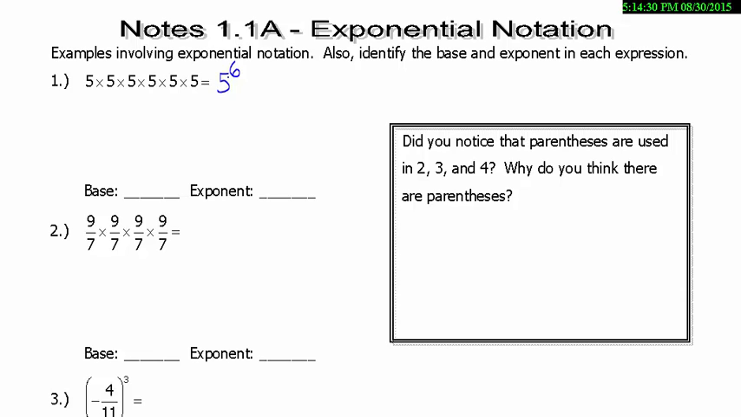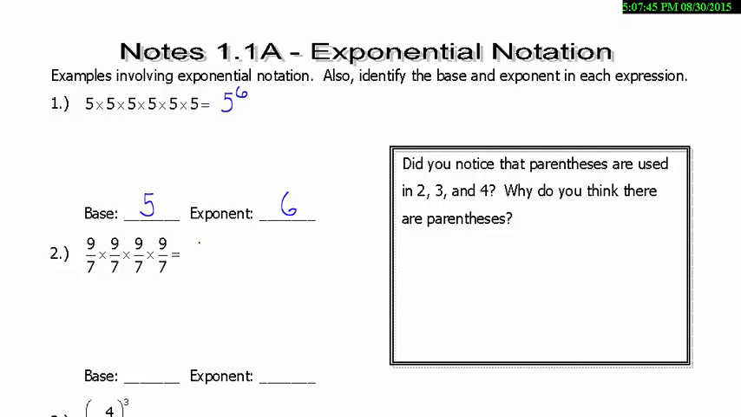Now the base is the number that's multiplied by itself repeatedly. So here we have a base of 5. The exponent tells us how many times to multiply it by itself, and so here the exponent is 6. Number 2 would be 9/7 raised to the 4th power, because it's multiplied by itself 4 times.